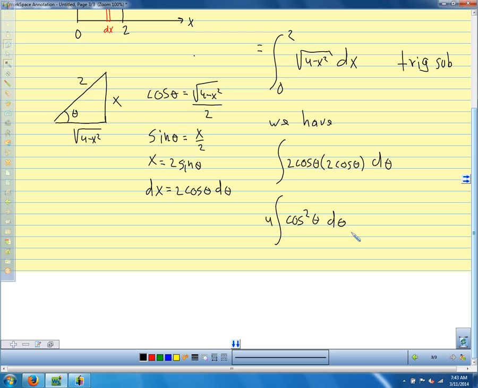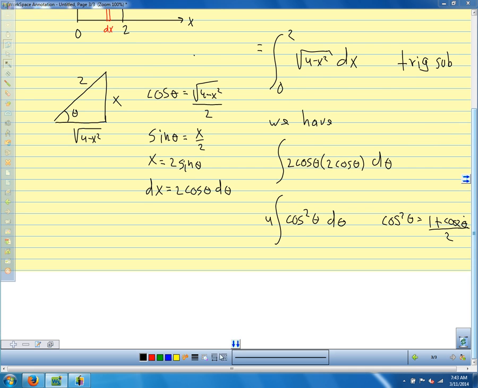Do we remember what we want to do to evaluate cosine squared theta d theta? We have an identity. This identity comes up a lot from here on out. Anytime we're evaluating an integral that has trig functions in it, we may end up using this identity. Cosine squared theta is 1 plus cosine 2 theta over 2. This identity is going to come up a lot for the rest of the semester. So we're going to use that identity.